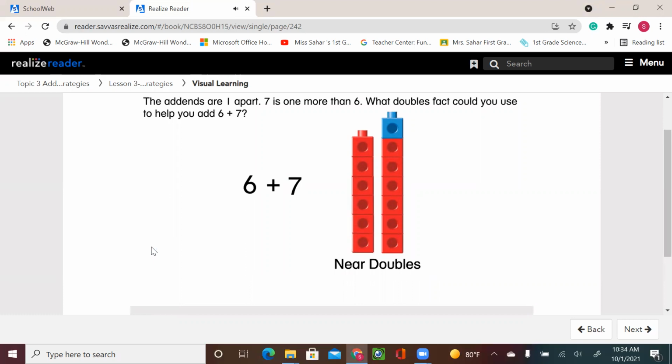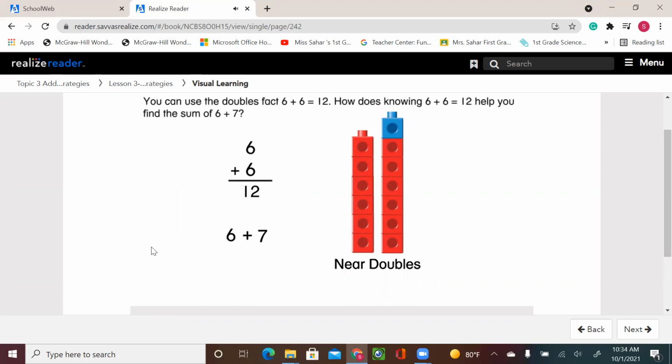What doubles fact could you use to help you add 6 plus 7? You can use the doubles fact 6 plus 6 equals 12. How does knowing 6 plus 6 equals 12 help you find the sum of 6 plus 7? Since 7 is 1 more than 6, the sum of 6 plus 7 is 1 more than 12. It is 13.